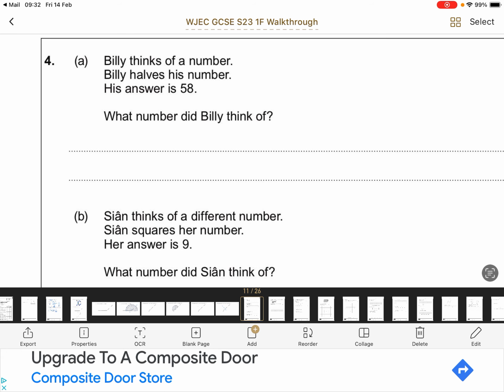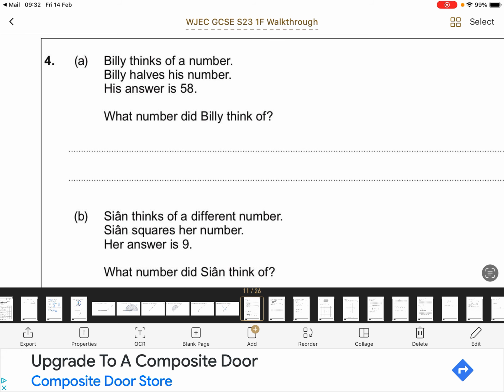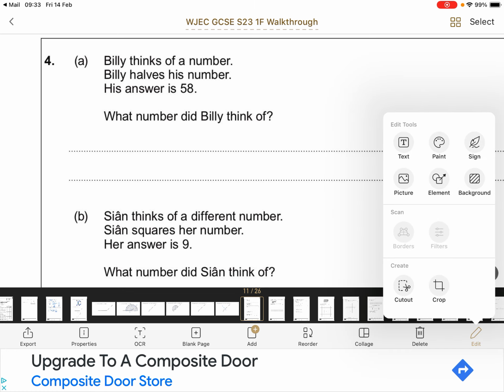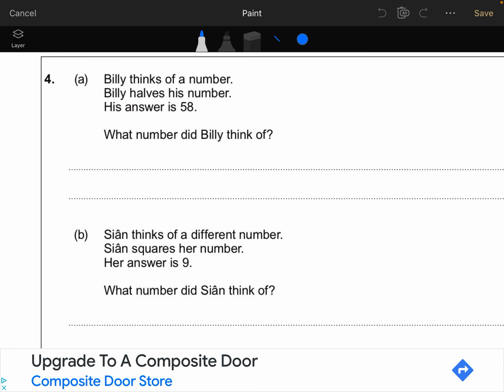So 4A, Billy thinks of a number. Billy halves his number. His answer is 58. What number did Billy think of? So I can use algebra to do this if I can't see what the answer is. So if I have n as the number Billy thought of, if I half that number, I divide it by 2, my answer is 58.